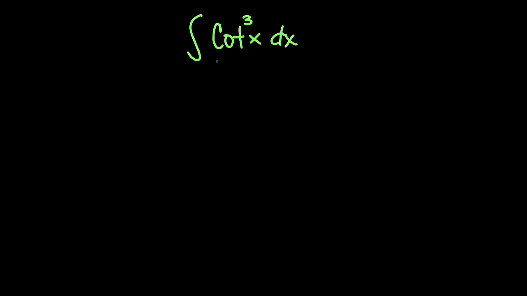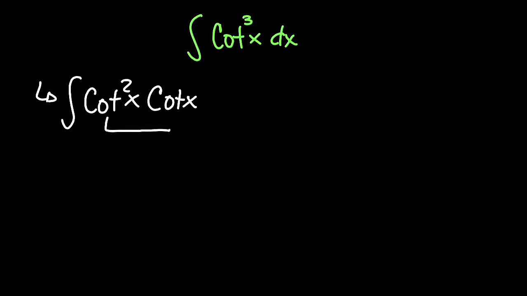Let us evaluate the integral of cotangent to the power of 3 of x. When dealing with either an integral of cotangent or a tangent, and your exponent is an odd number, the first step would be to factor out either a tangent squared or a cotangent squared. Since what we have here is a cotangent, this would be the factored out cotangent squared x, and what's left, which is cotangent x. Note that by combining these two together, you would have cotangent to the power of 3 of x.